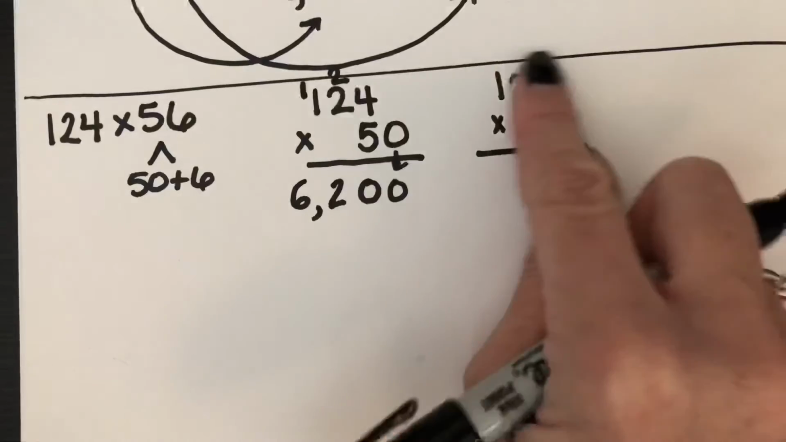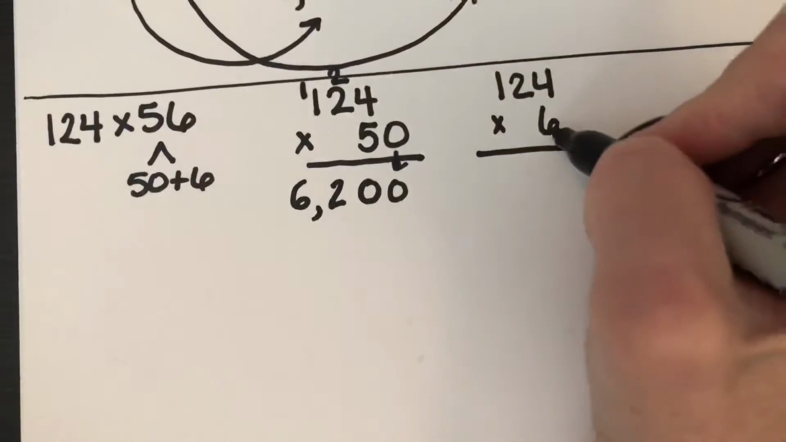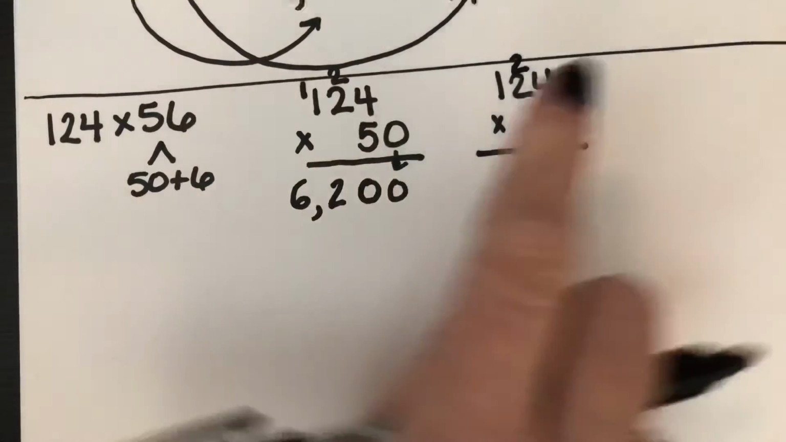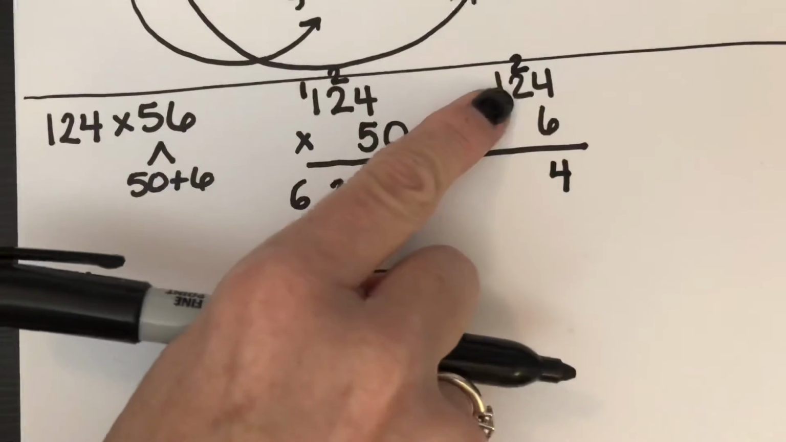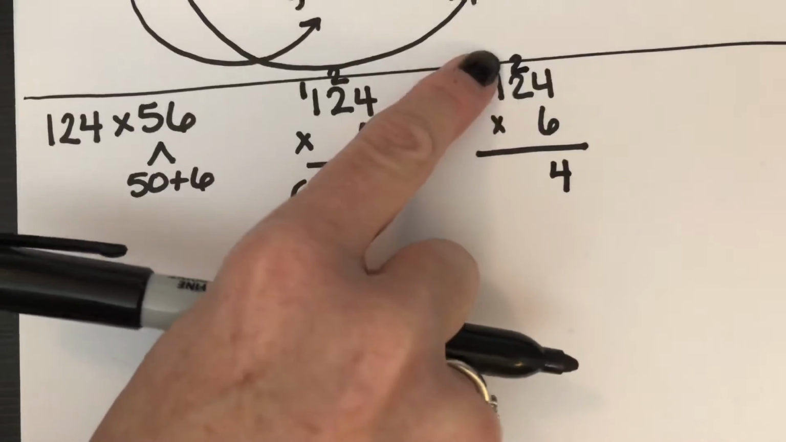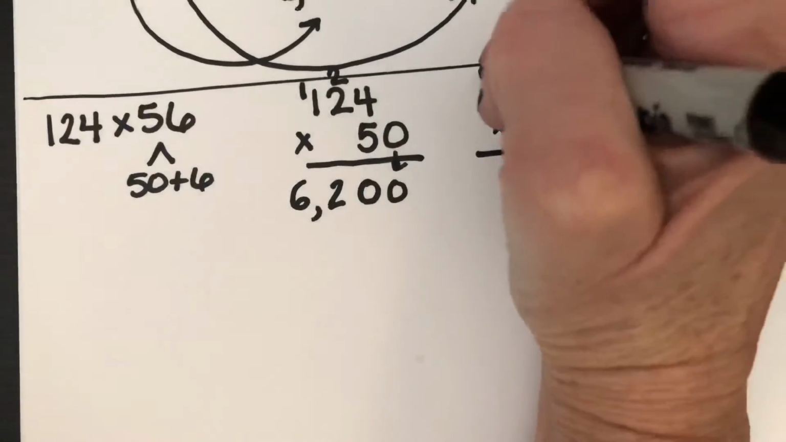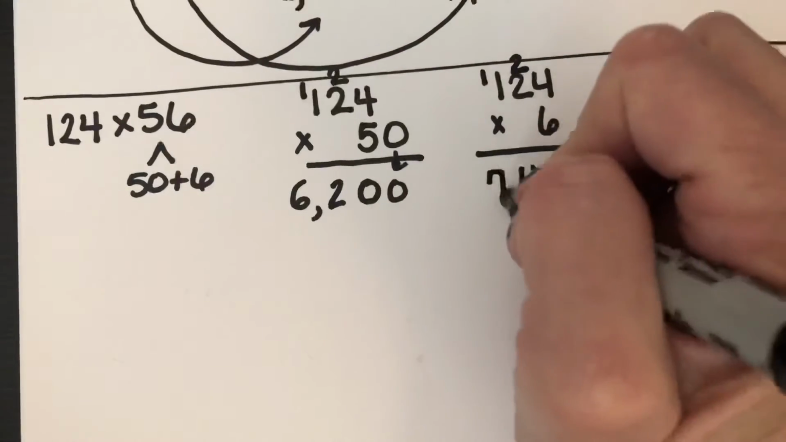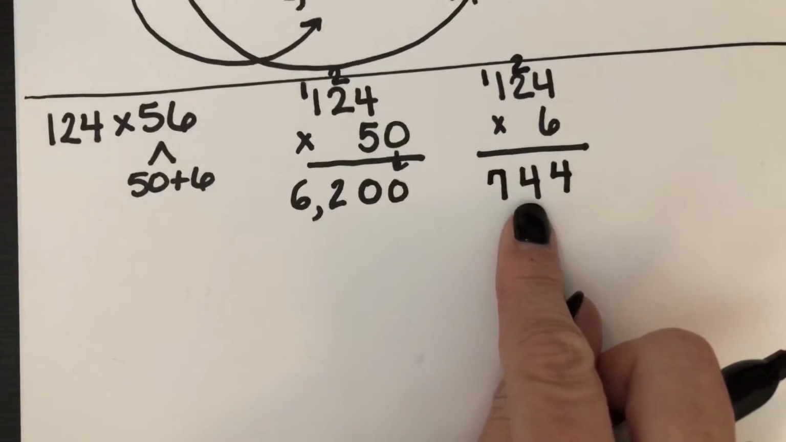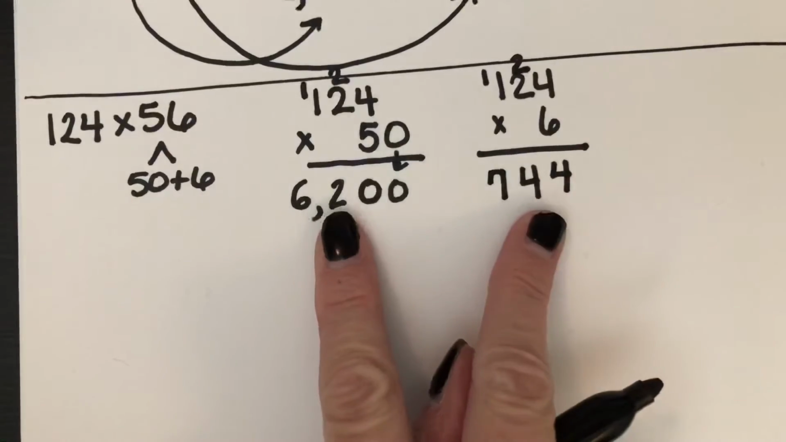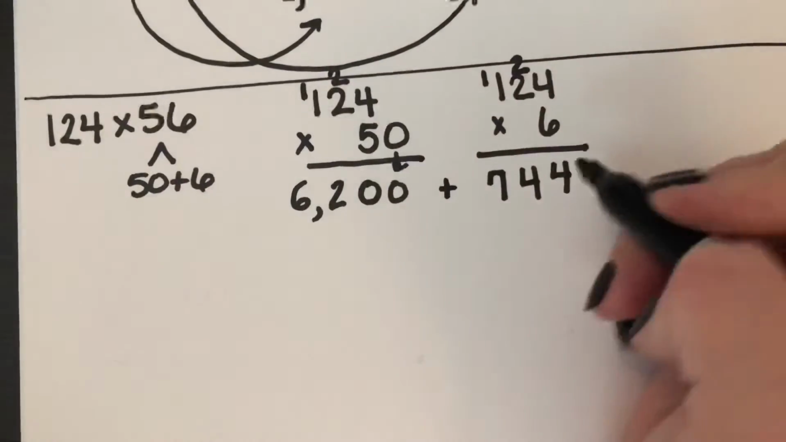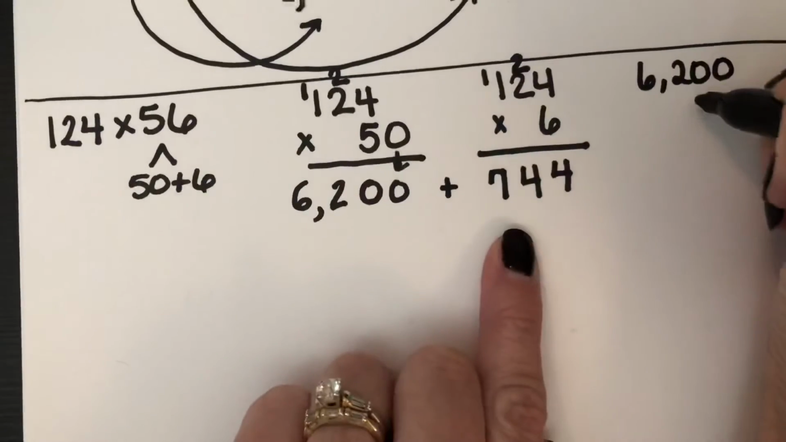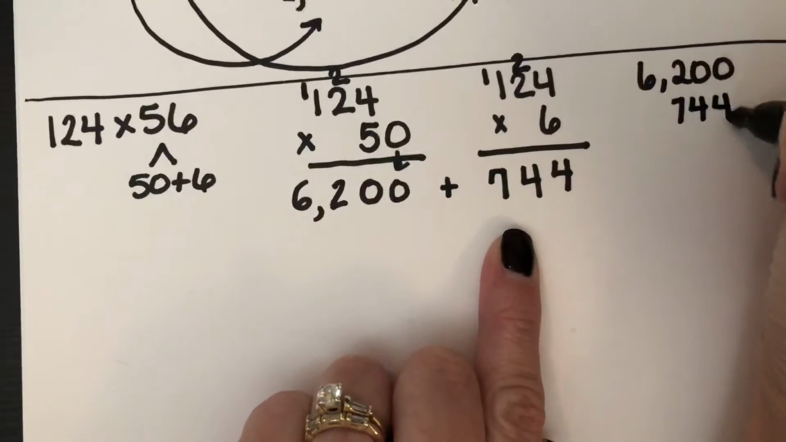Now I'm going to do 124 times 6. 6 times 4 is 24, so I'll put 4 there. Put my 2 up here. 6 times 2 is 12, plus 2 is 14, carry my 1. 6 times 1 is 6, plus 1 is 7. So now I have 744. So now I have to put these two back together. So I'm going to add 6,200 and 744.